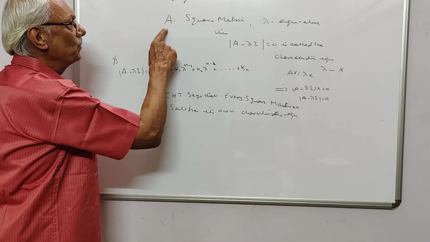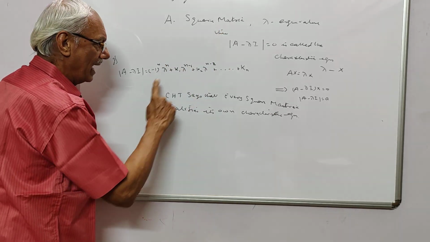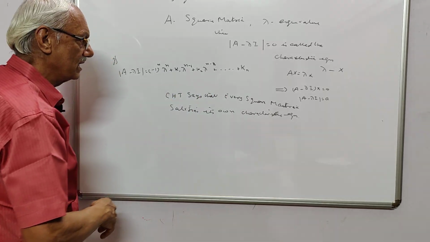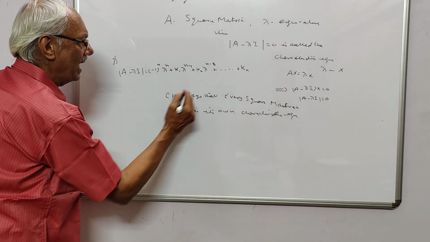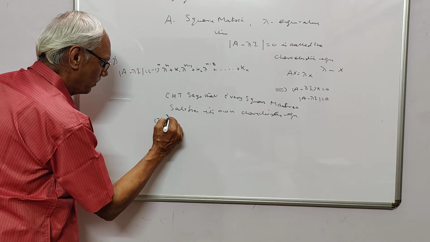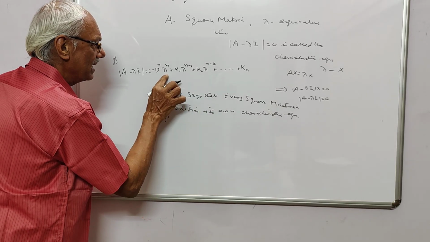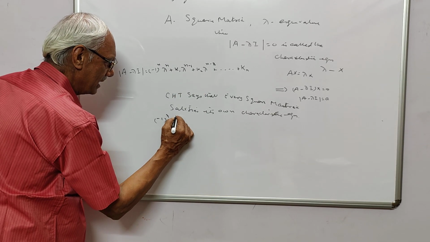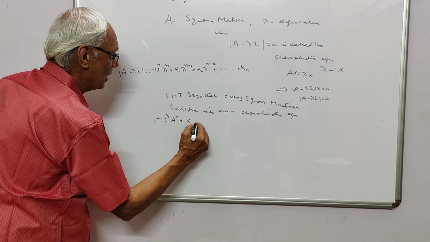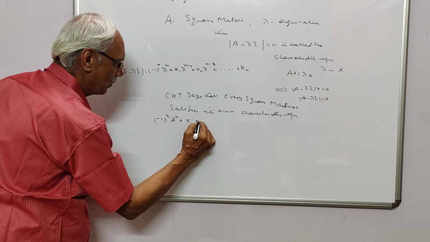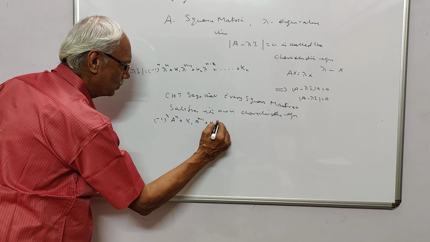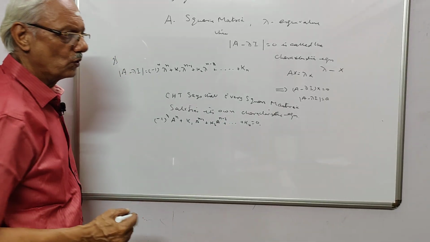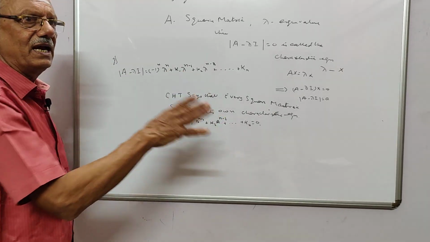So if A is a square matrix, then as per the Cayley Hamilton theorem, what will you have? It is minus 1 to the power of n. Wherever a lambda comes, you replace it with A. So you will have A to the power of n plus k1 A to the power of n minus 1 plus k2 A to the power of n minus 2, dot dot dot, kn equal to 0. So this is the statement of Cayley Hamilton's theorem.